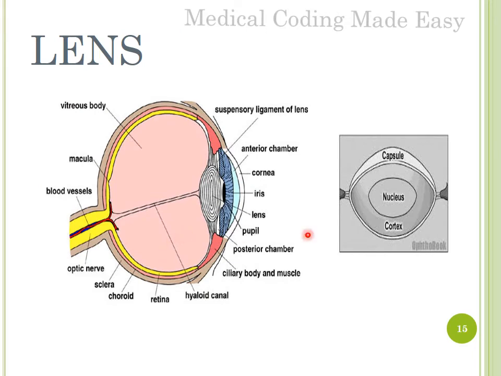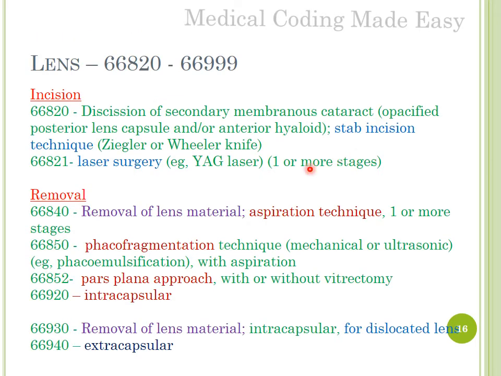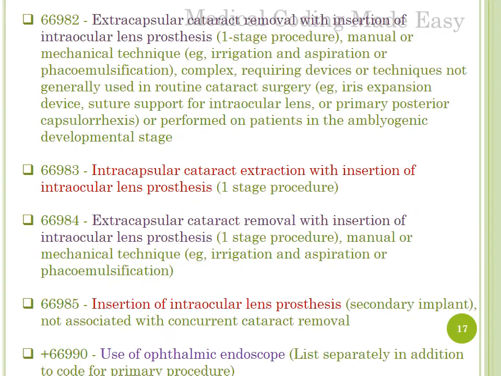Now next is the lens. These are the parts of the lens: it has nucleus, cortex, and capsule. Lens codes are 66820 to 66999. You can find that incision is otomy and removal is ectomy. Just go through what is the difference between each code. 66982 is extracapsular cataract removal. 66983 is intracapsular cataract extraction. So just go through whether it is extracapsular or intracapsular. And 66990 is use of ophthalmic endoscope, an add-on code.